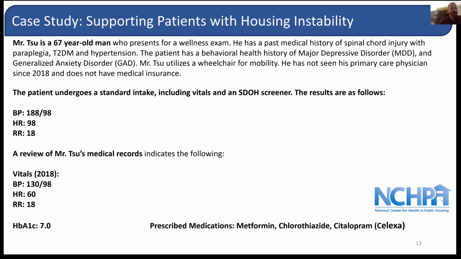As the providers, we look at the last records available in our system, which are from 2018, and we see the patient's vitals were very good. His BP was controlled at 130 over 98, his heart rate was 60, and his respirations were 18. Hemoglobin A1C was 7.0, which is within criteria for type 2 diabetes, but as far as the range of A1Cs that are typically seen in the primary care setting, is not very bad. Prescribed medications include metformin, thiazide diuretic for hypertension, and an SSRI for depression and anxiety. Next slide, please.